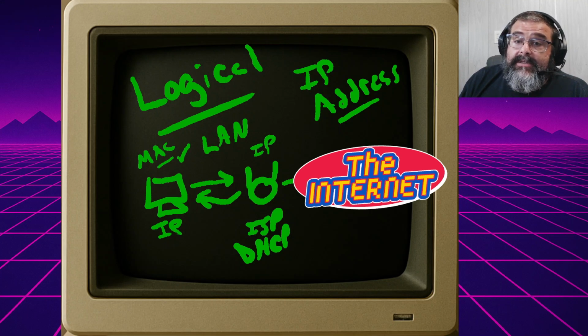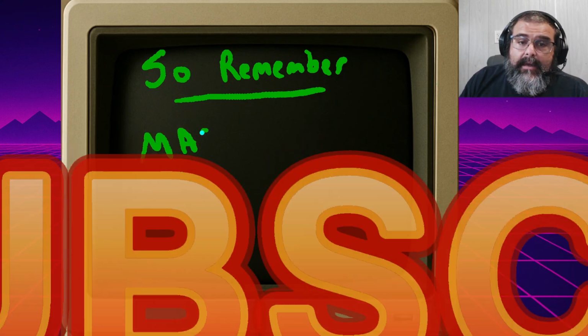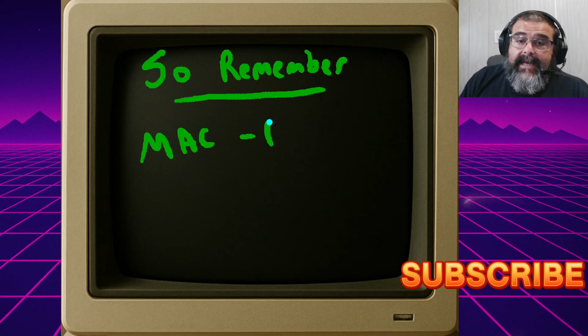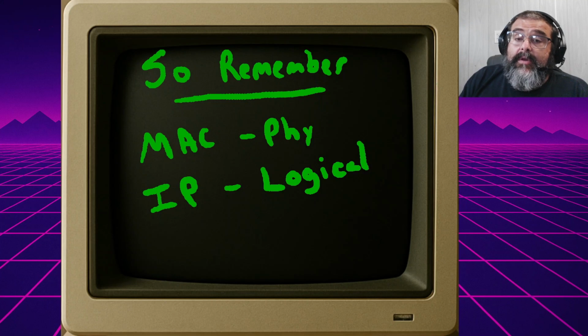So remember, a MAC address is a physical identifier. An IP address is a logical identifier. So we have to have a logical identifier to get to the internet.